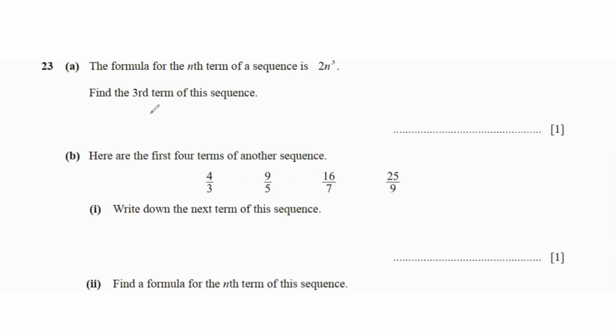Next question says the formula for the nth term of a sequence is 2n cubed. Find the third term. So for the third term, n would equal 3. So 2 times 3 cubed is going to be 2 times 27, which is going to be 54.